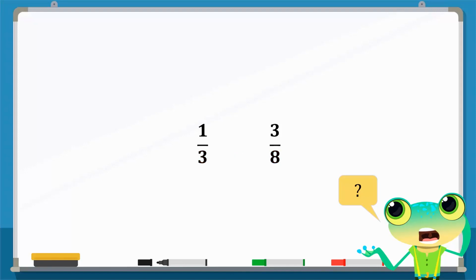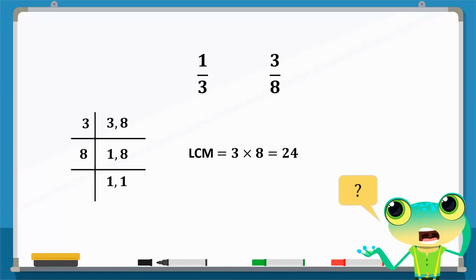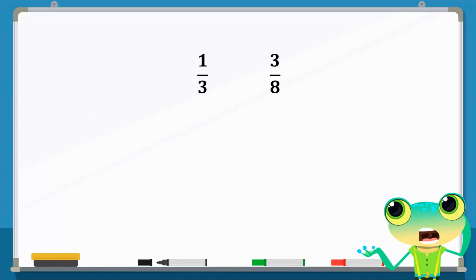So, to make them equal, we'll first take their least common multiple, known as the LCM. The LCM of 3 and 8 is 24, so we can rewrite the rational numbers as shown. Now, we just compare the numerators of these two fractions. The fraction with the larger numerator is greater than the other fraction.